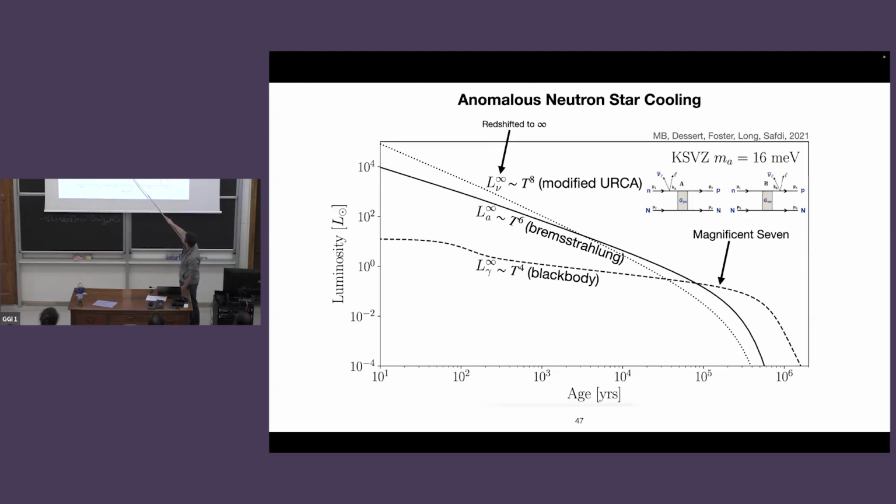Also, if you notice the little infinity here, that's just because all of the quantities that we're looking at actually need to be redshifted to infinity because of the relatively large gravitational potential that the neutron star has. All of these quantities actually redshift quite a bit.